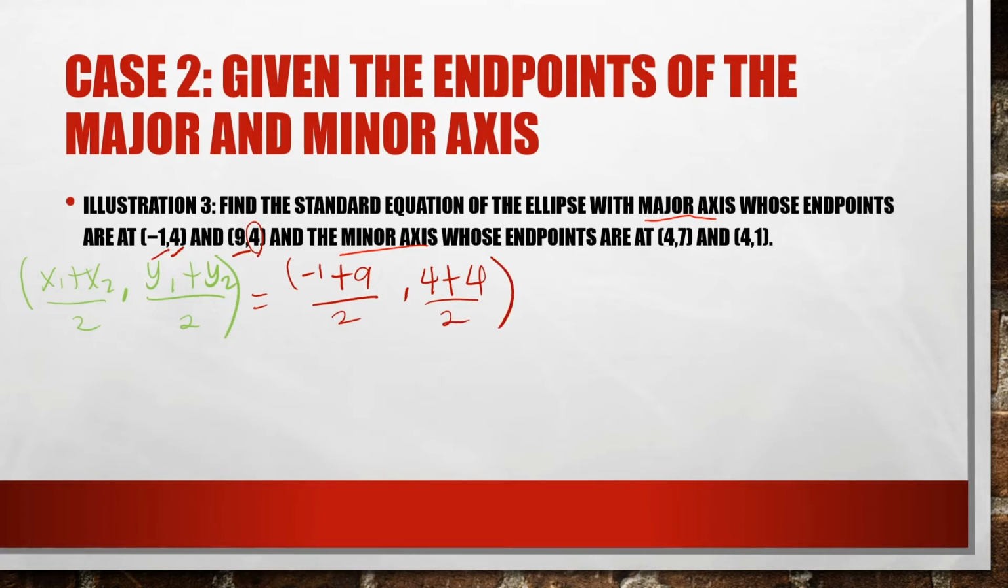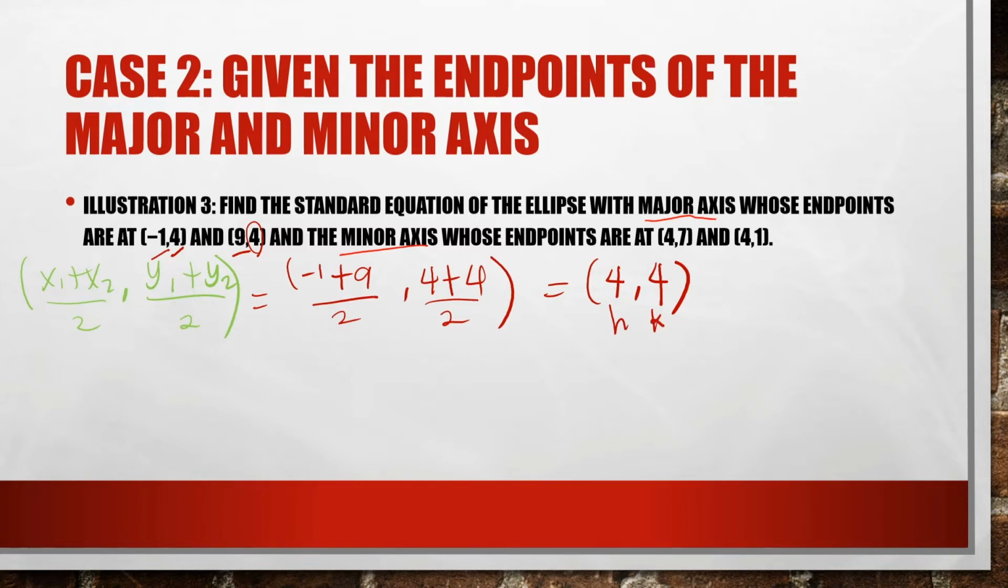Over 2. So, simplify lang natin. Negative 1 plus 9 is equal to 8 over 2, magiging 4. Then, 4 plus 4 over 2 is 4. Ito yung coordinates nung center. Ito yung h and k.